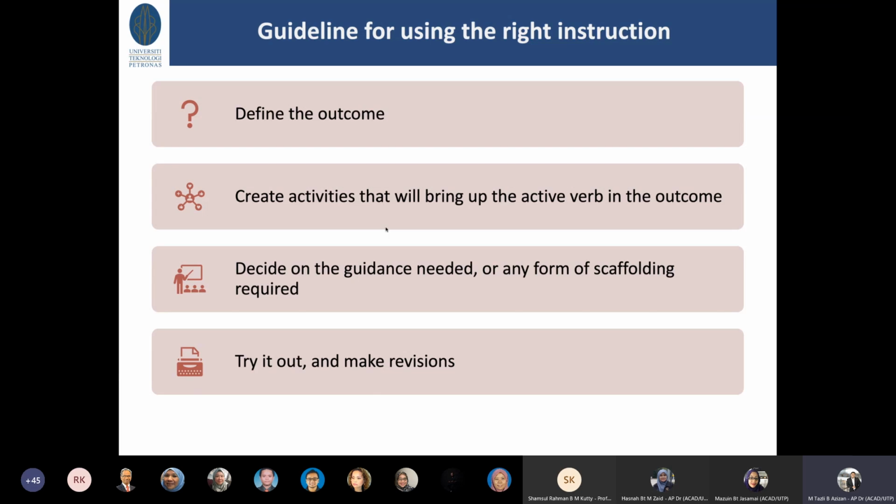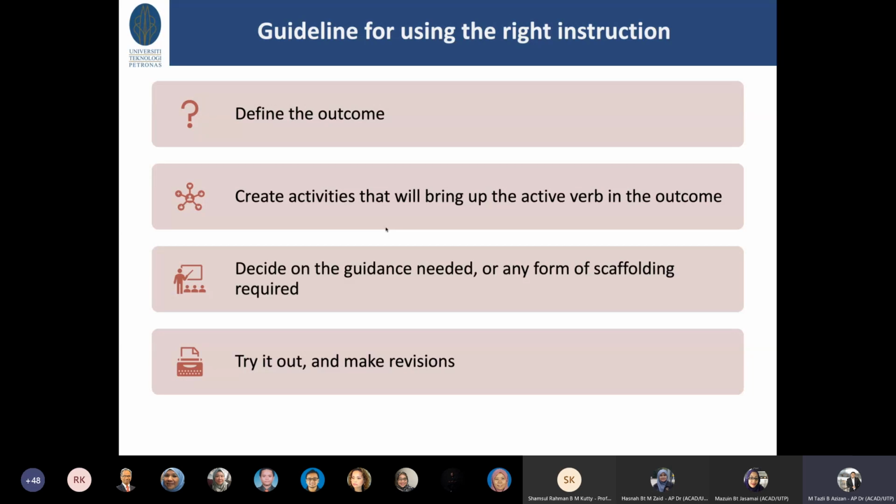Once we decide what activities we want to use, this is where we decide on the guidance that we need to have, or what kind of scaffolding is required. For example, if some of the students face difficulties, then maybe they need some kind of tutoring system. Maybe some of our good students can have smaller units within Microsoft Teams, so that they could tutor their friends. That is one of the scaffolding. And then we need to try it out as well as make some revisions.